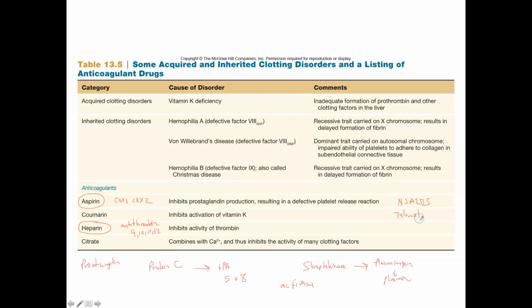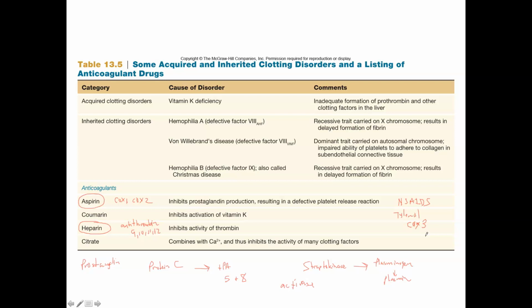Tylenol, which is what we would refer to as acetaminophen, is actually a COX-3 inhibitor. COX-3 enzymes are actually found within the central nervous system, and so we don't see those outside cardiovascular effects. We just see the pain relief effects when we use things like Tylenol.